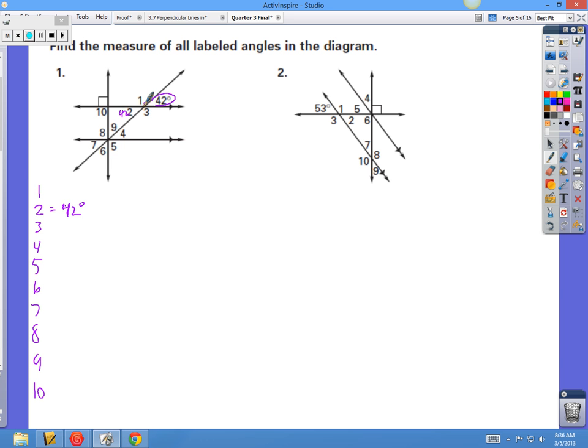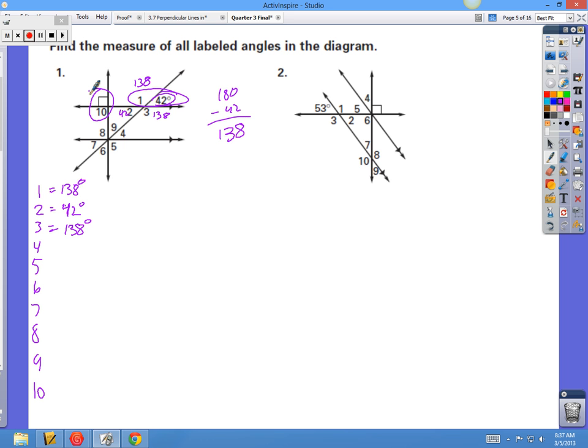And you can find 1 because those are a linear pair, so that's got to add to give you 180, so they're supplementary. 180 minus 42 is going to be 138. So 1 is 138, and if 1 is 138, so is 3, because they are vertical angles. Okay, so I got the top 4 kind of figured out. 138.